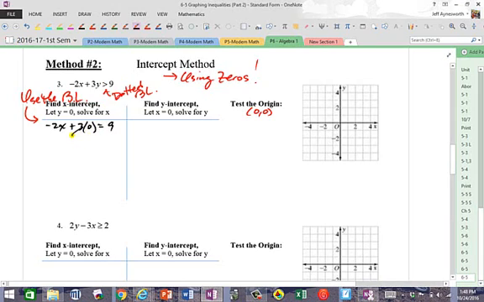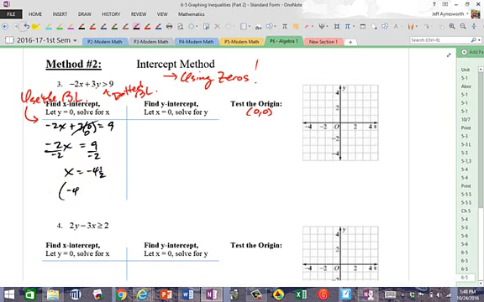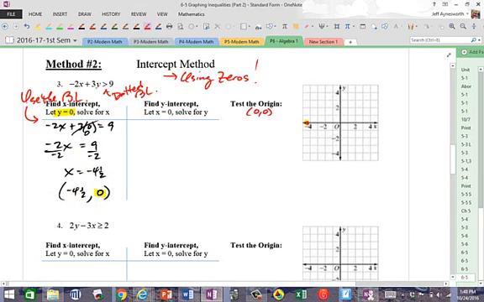Well, 3 times 0 is 0. That's easy. So you have negative 2x equals 9. Switch it to an equal sign for the boundary line. Always do that. Divide by negative 2, and you have x equals negative 4.5. So you have (negative 4.5, 0). Remember, y is 0. So there's (negative 4.5, 0). Let's plot it. Negative 4.5, 0 is right here. There's your x-intercept.